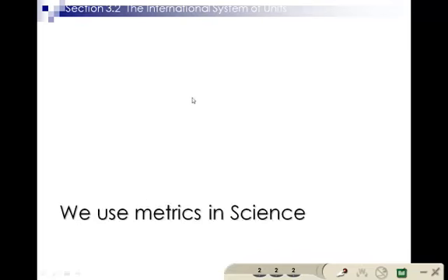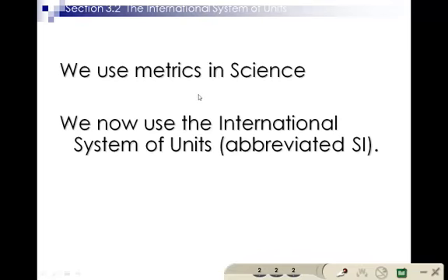Okay, now we're going to begin metrics in science. You know, we do not use the English system of measurement in our science rooms, and we only use metrics. We also call it the International System of Units, abbreviated SI. We say we use SI units.